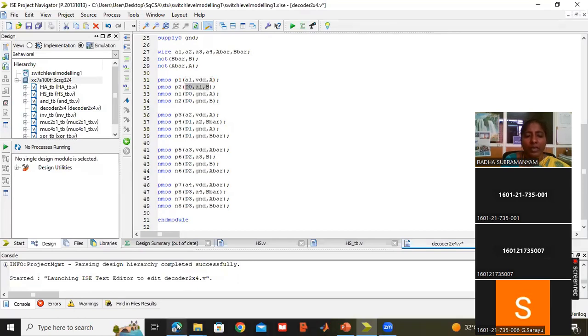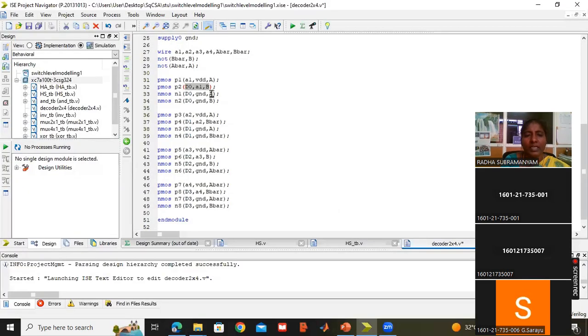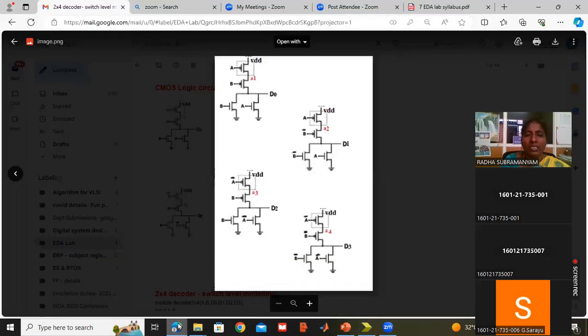Now I am going to NMOS 1. This is NMOS 1. Inputs are B and ground. Output is D0. So B and ground are the inputs. Output is D0. Next, one more thing is there, A and ground is there.